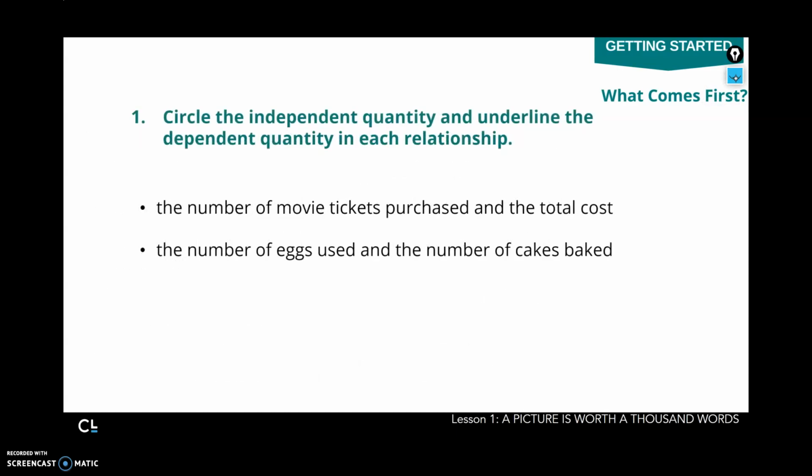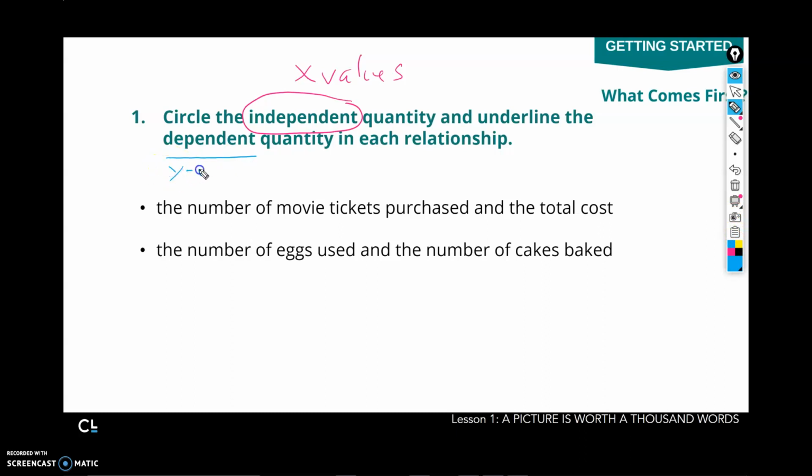Circle the independent quantity and underline the dependent quantity in each relationship. So we're going to circle the independent. And remember, your independents are your x values. And we're going to underline the dependent, which are your y values. Your y values depend on your x values.